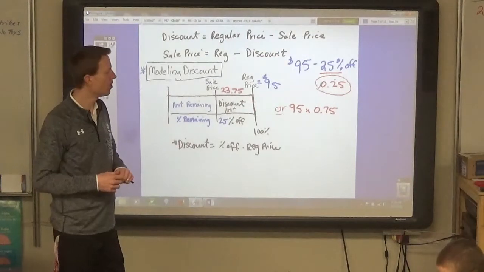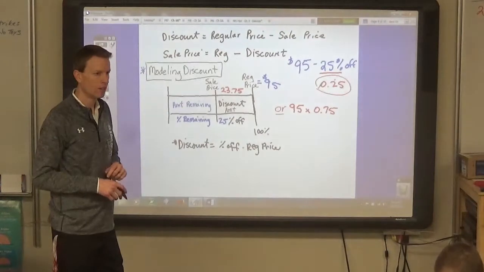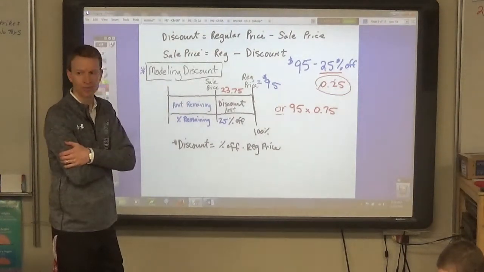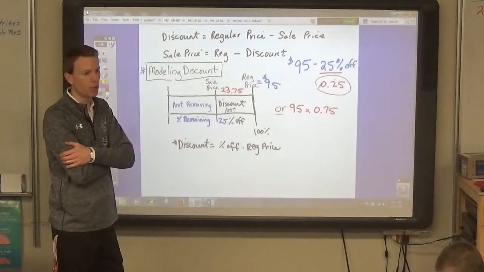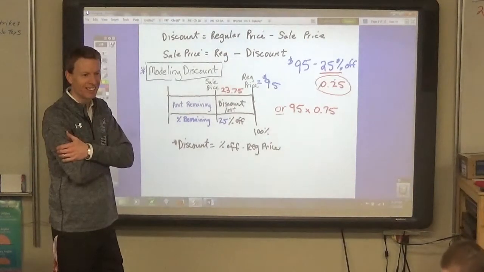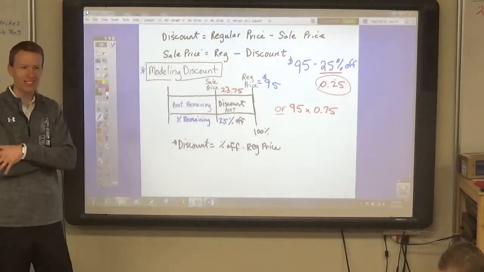What are you finding when you times it? The price? The discount. Which one? The sale discount. The regular price. Sale discount. What does that mean? I don't know. Discount. Okay.